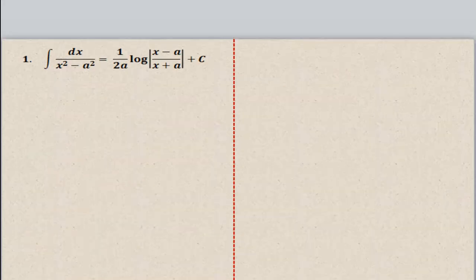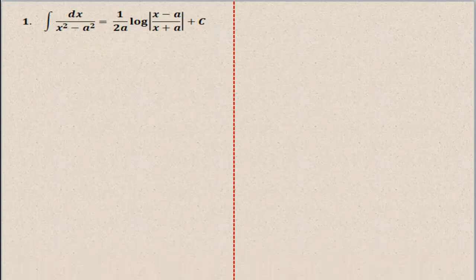Let us derive some of these. You can see this one. This is the first one. It is in the form dx over x square minus a square. Integral of dx over x square minus a square. Till now we are familiar with the method of substitution, so we are going to use that only.